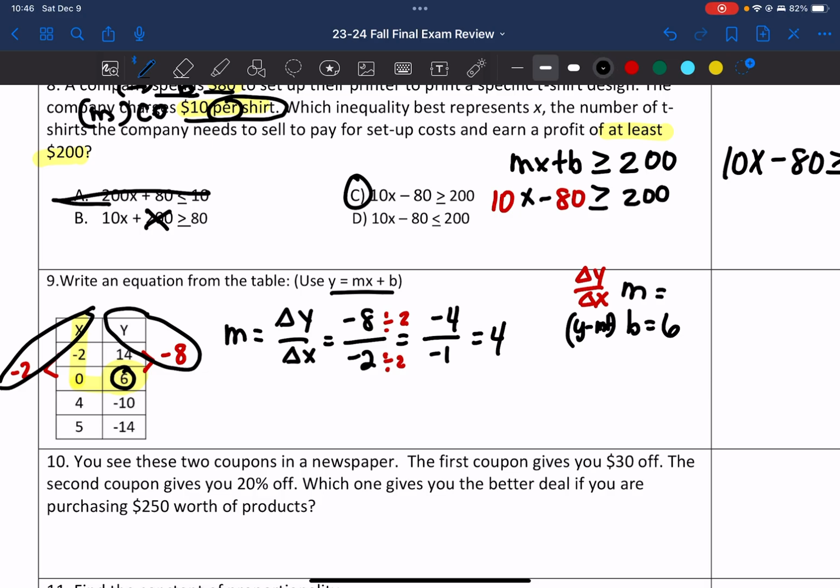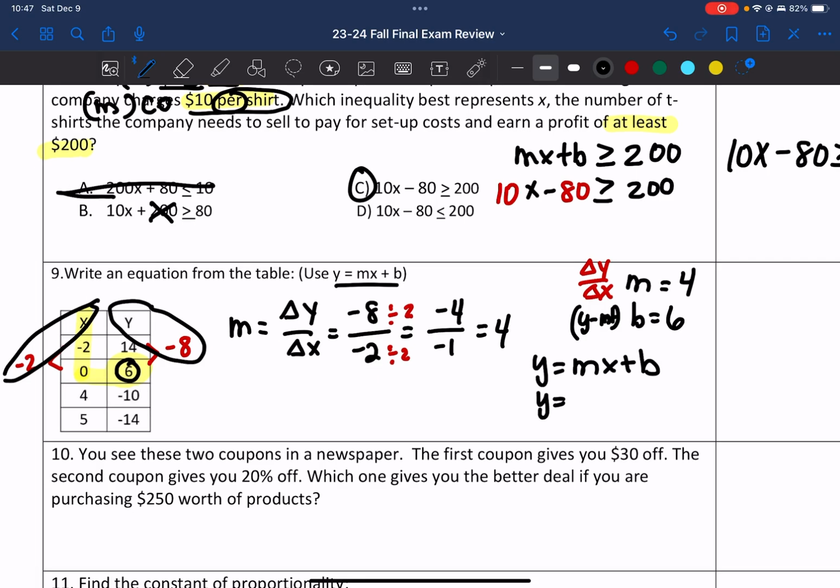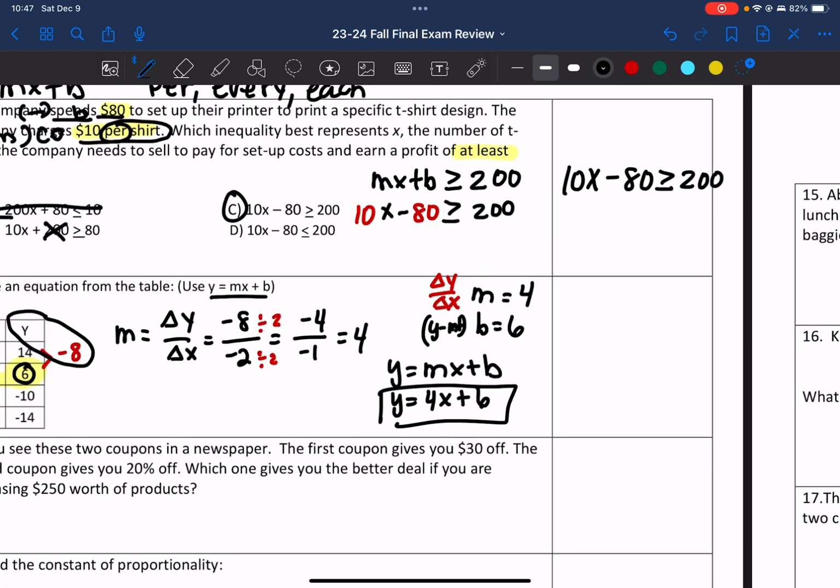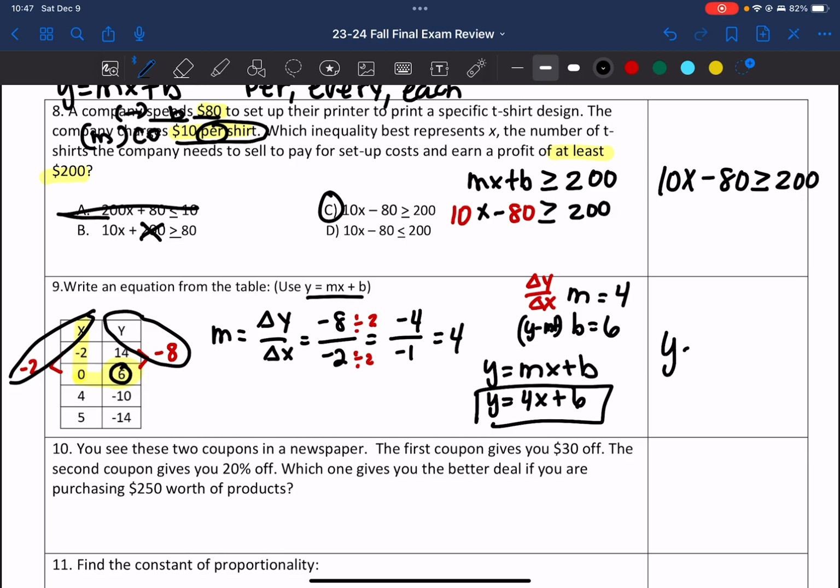Let me rewrite that differently. To find M, we do change in y over change in x, okay? So that means that we've got all of our pieces. If I write y equals mx plus b, it's going to be y equals 4x plus 6. This is my final answer. Okay. Let's go to number 10.